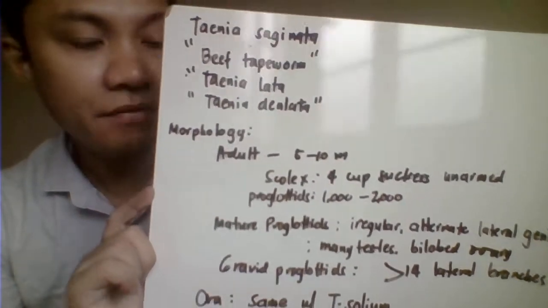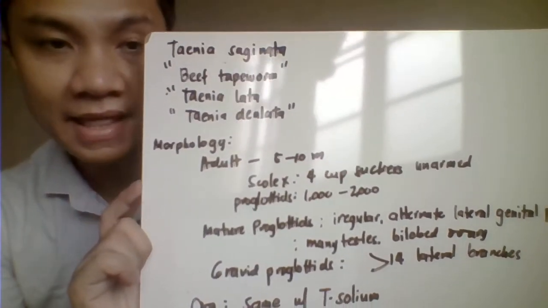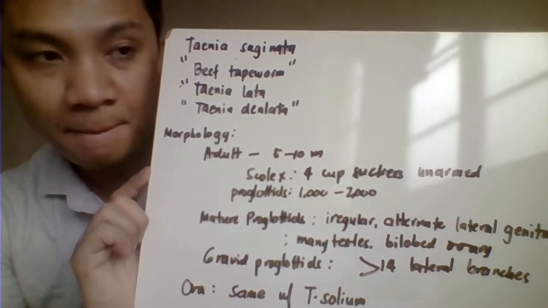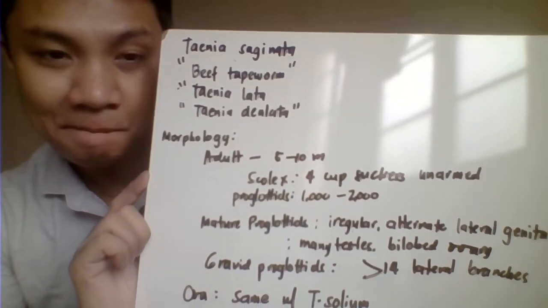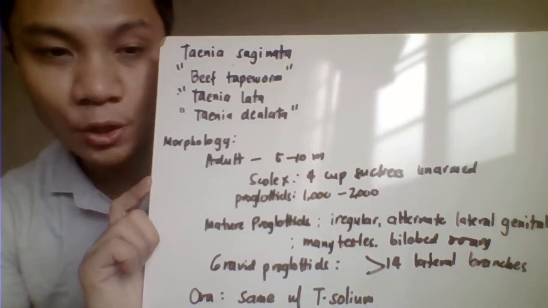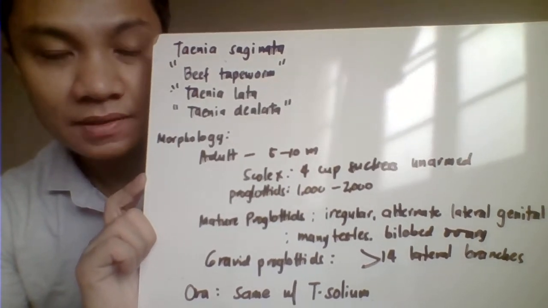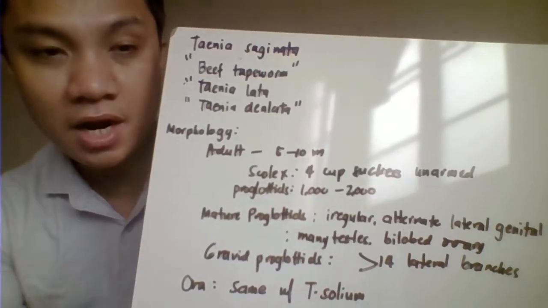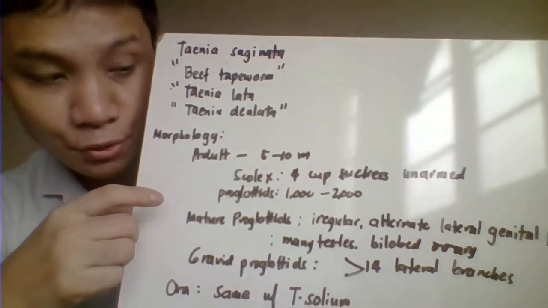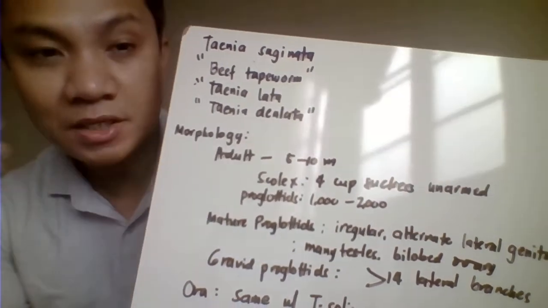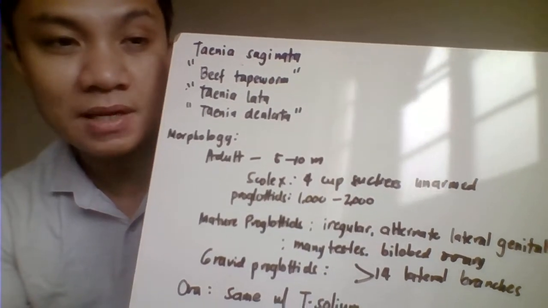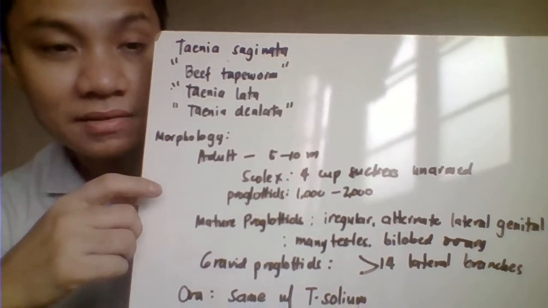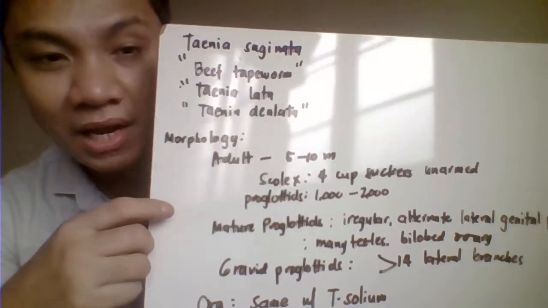Okay, the next one, we have here your Taenia saginata. Other name for that one is your beef tapeworm. Other name for that is your Taenia lata. Okay, so for the morphology, the adult worm measures 5 to 10 meters, much longer compared to your Taenia solium. This one, the proglottis here much longer, so 1,000 to 2,000 proglottis versus your 800 to 900 proglottis in your Taenia solium. And the scolex also differs.